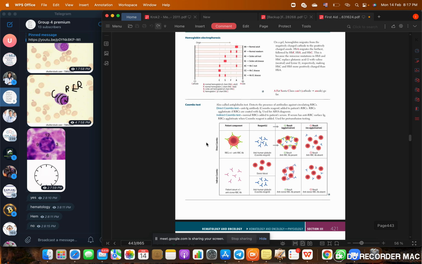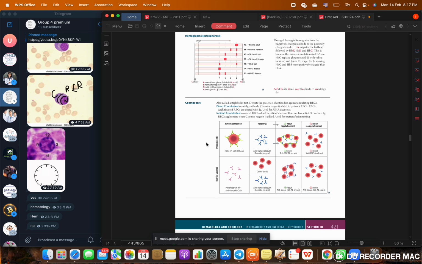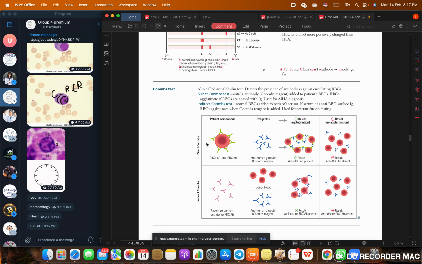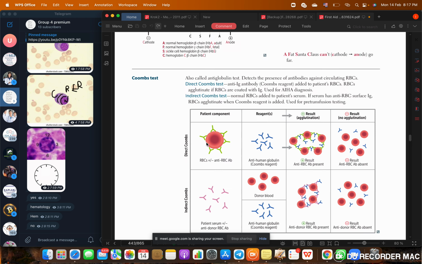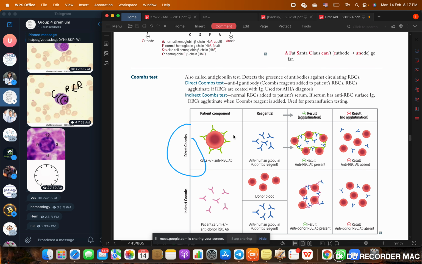Okay, the first test, which is the direct, is going to be as follows. So again, the direct one helps us to test for the antibodies stuck onto the RBCs. Okay, so again, how do we do that? We add this reagent which is against the antibodies. Okay, we are checking directly against the antibody. So if this green antibody does exist, we will have agglutination. They will all clump to each other.